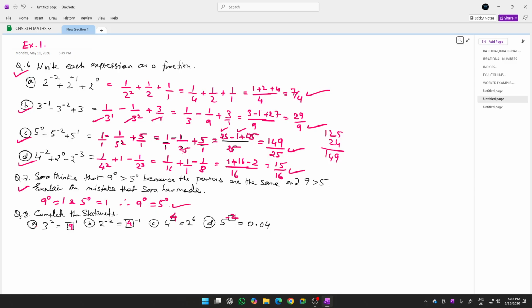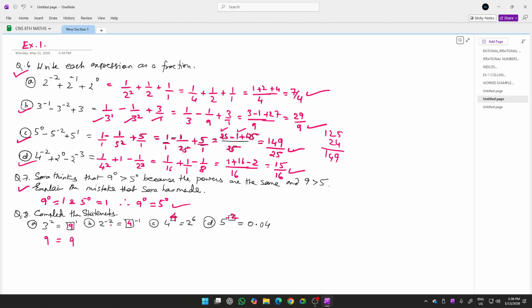Okay. Next question, question number 8 is complete the statements. Now here the A statement is 3 raised to 2 is equal to something raised to 1. Now here 3 raised to 2 will be 9. So here in this box you will have to put 9 because for index you have 1. So 9 raised to 1 will be 9 and 3 raised to 2 will also be 9, and this will make both the sides equal. Okay. So in the box you will have to write 9.